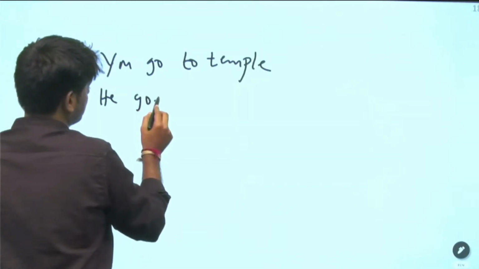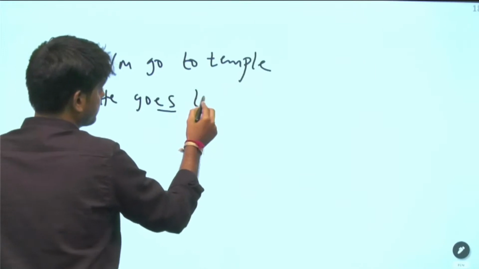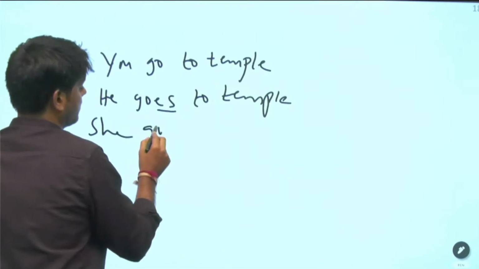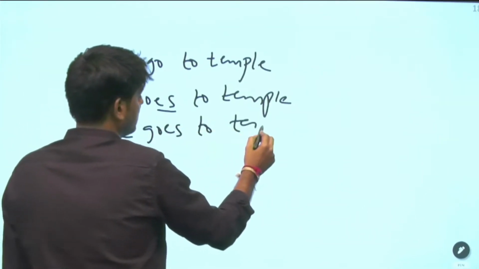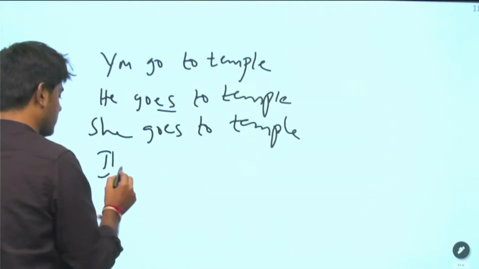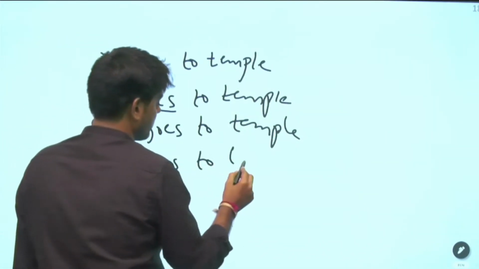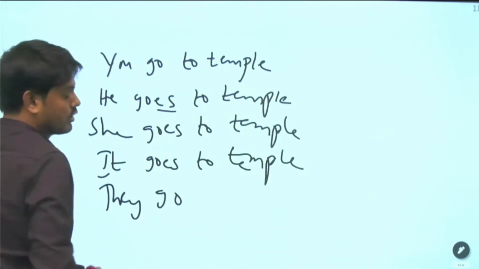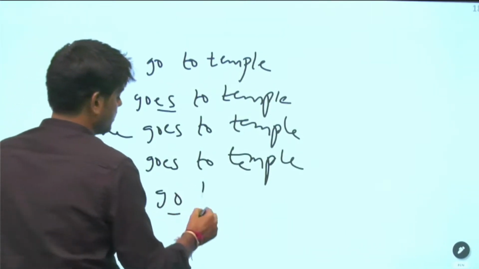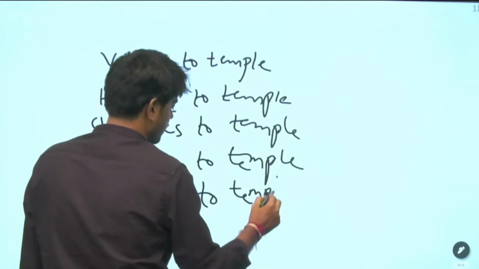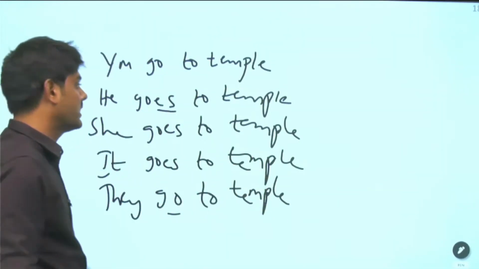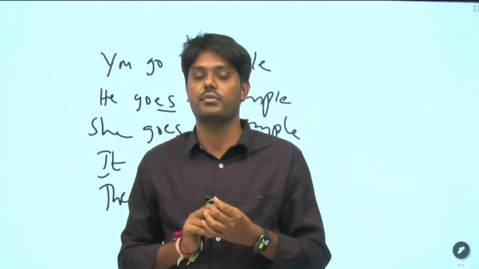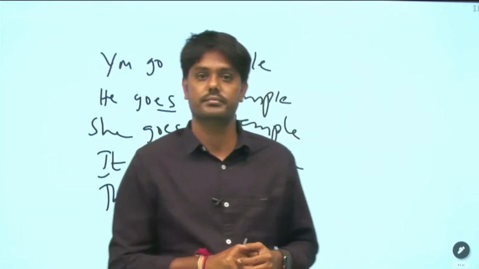And he goes to temple. For go we have to add ES. So he goes to temple. And for she also we have to use goes. She goes to temple. Or else, it goes to temple. And they go to temple. They go, but not goes. So these are the examples for different sorts of subjects. Only for he, she, it we have to use the S or ES form, for the third person singular.